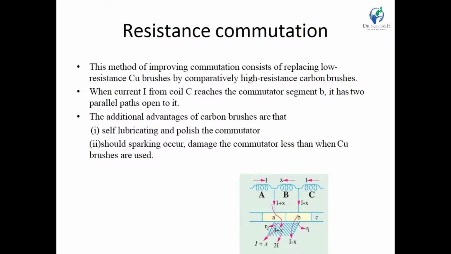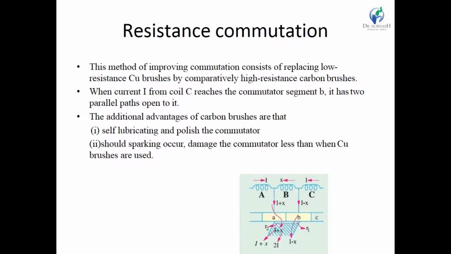When the current I through the coil C reaches the commutator segment B, it can take two parallel paths. The first is from the bar to the brush. The other path is through the short-circuited coil, commutator and brushes. If low resistance copper brushes are used, the current would not take the second, longer path. It would probably follow the first path only.